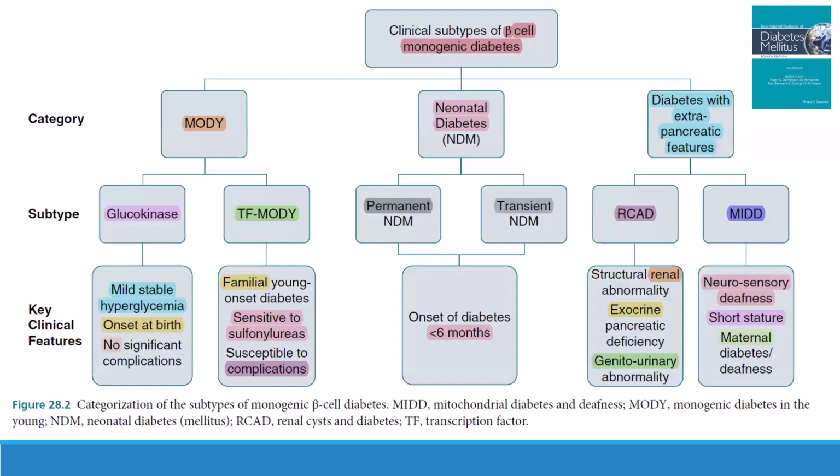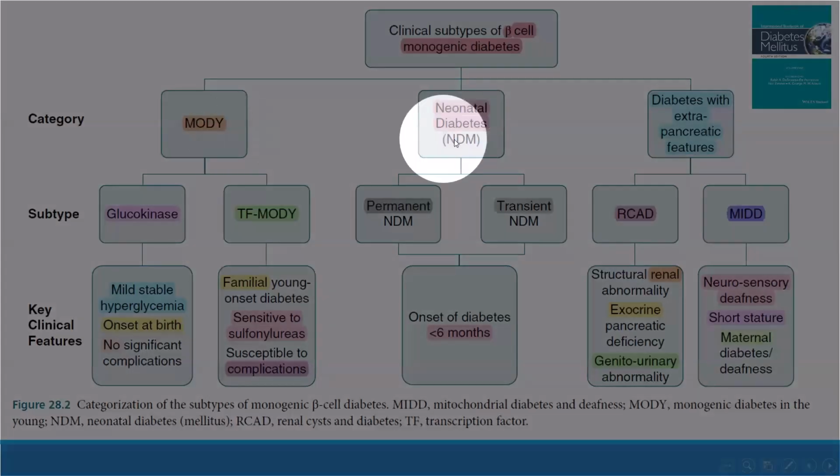Let's summarize MODY. If we have a beta cell monogenic diabetes mellitus, it may be MODY, neonatal diabetes, or diabetes with extra-pancreatic features. MODY glucokinase: mild, stable fasting hyperglycemia, diagnosed at any time, but in the exam usually presented during pregnancy with mild fasting hyperglycemia, and may require insulin therapy.